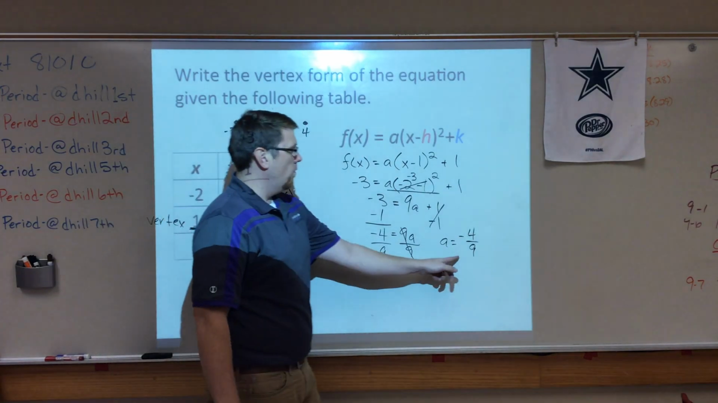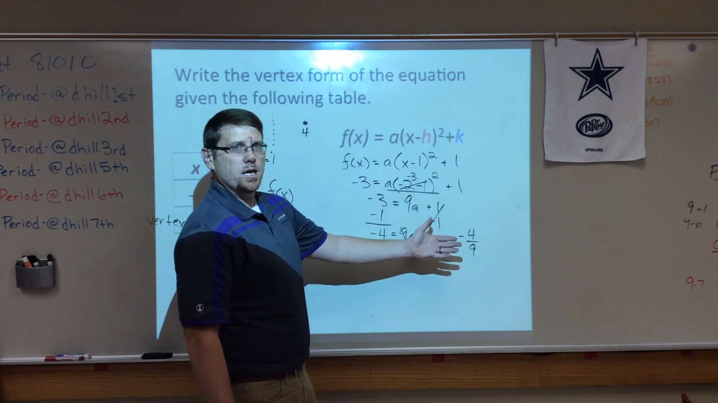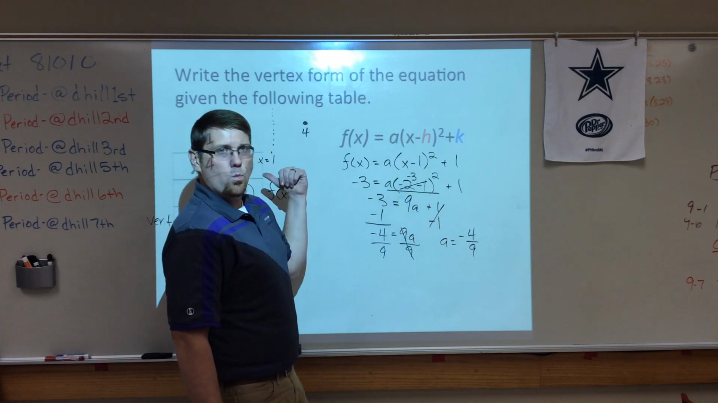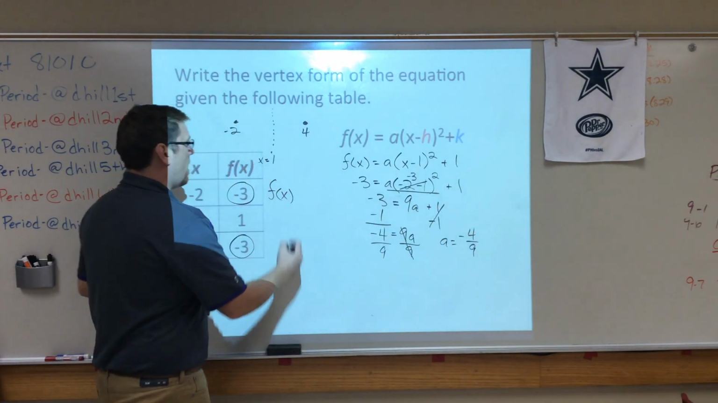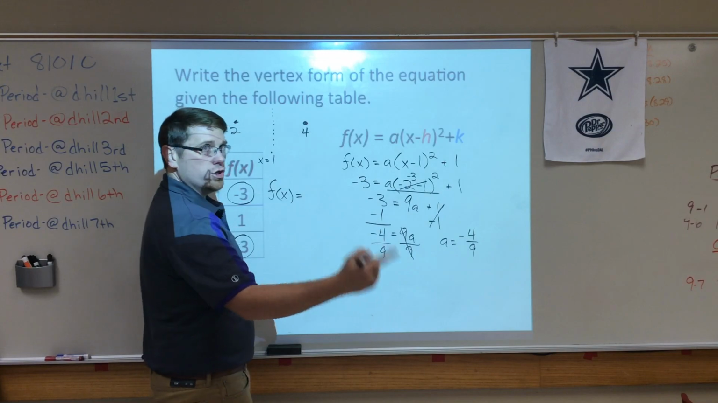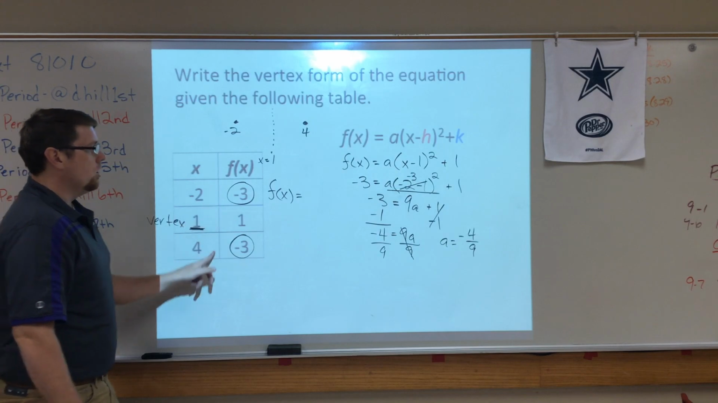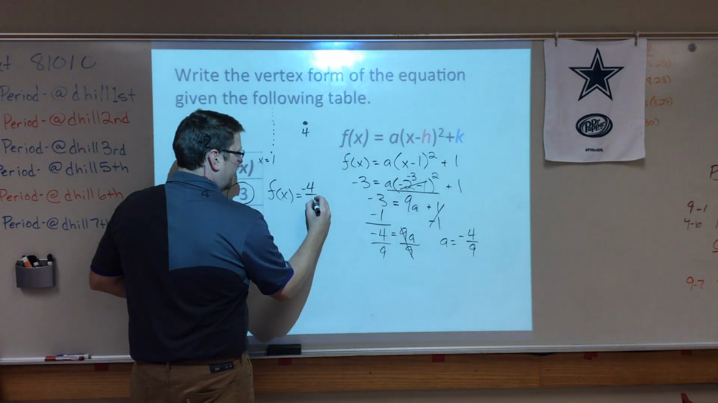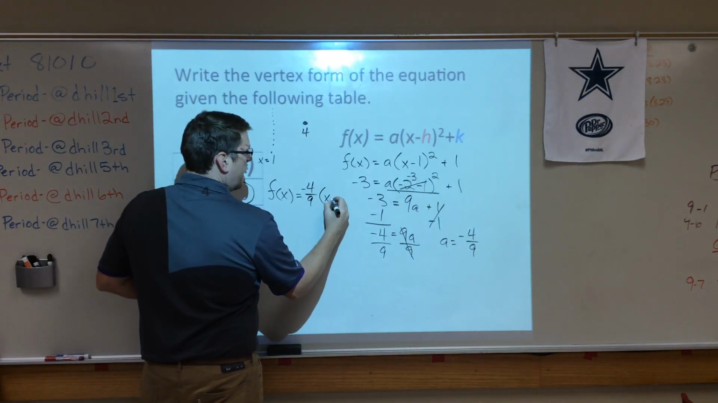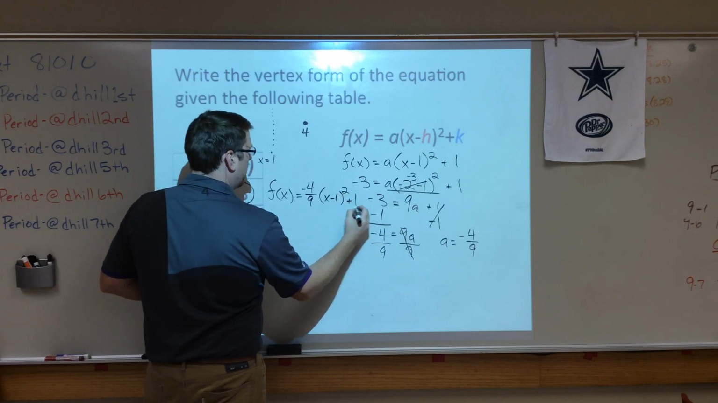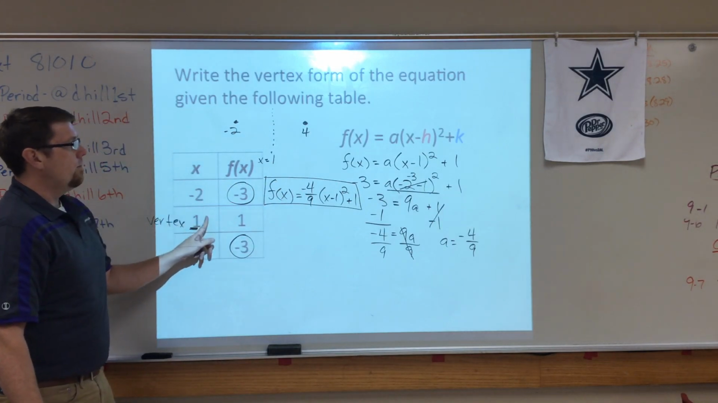Now some students, when they get -4 over 9, they're going to ask, did I do that right? Sometimes we're used to getting whole numbers or pretty fractions like we did with 1/4 or we get 2/3. It's okay. If we did our math right, -4 over 9, that's not a problem to get. And again, if you're unsure about your work, plug it into y equals, and you should find all of these points if it's correct. And in this case, our a value is -4/9. And then (x minus 1) squared plus 1. So there would be the equation of the parabola that contains these 3 points.